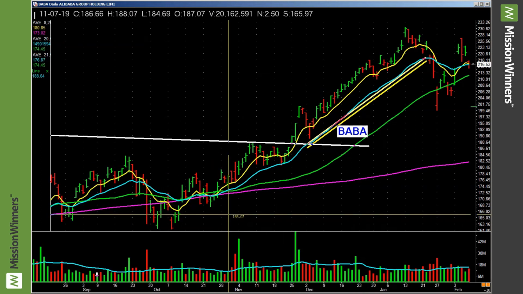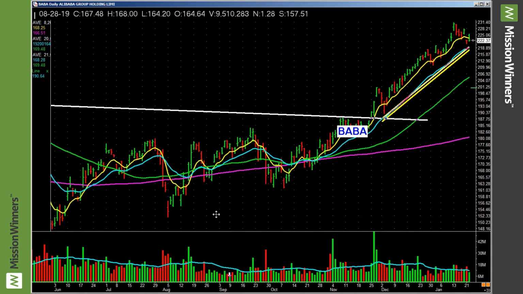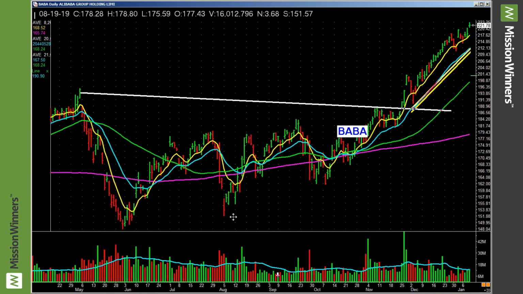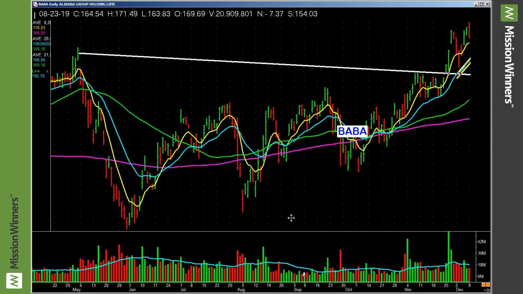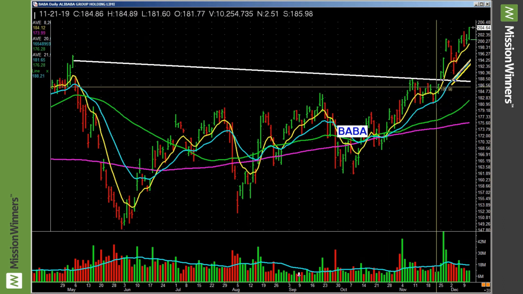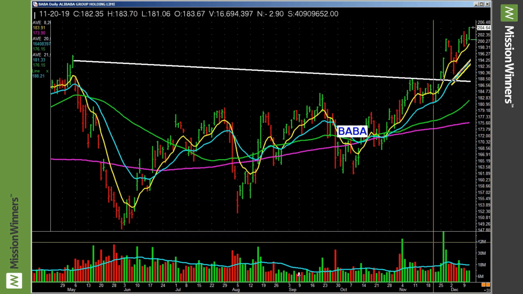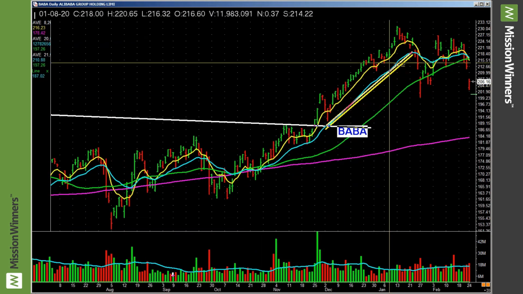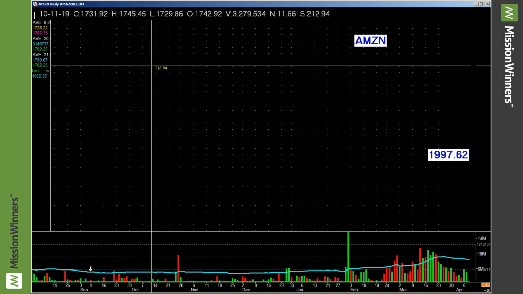Alibaba. Got to show this, if I hadn't shown it already. Look at that. And we'll stretch this out a little bit. Hits a high here. Pulls back. Pushes through here. Look at the volume come into that. That was a nice move. That was a really good move.